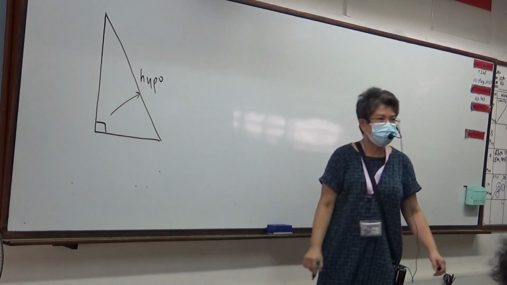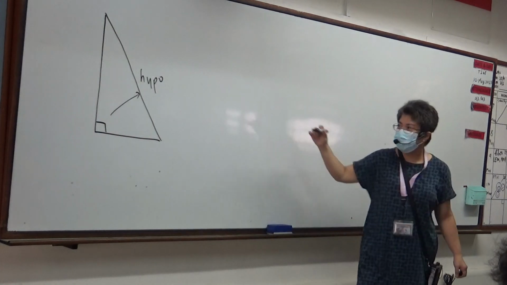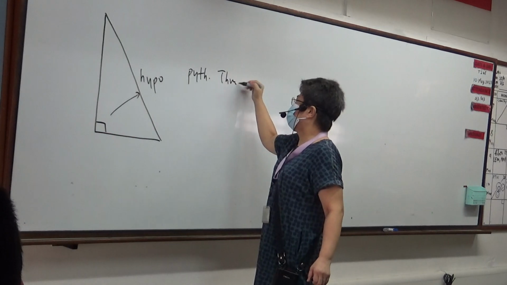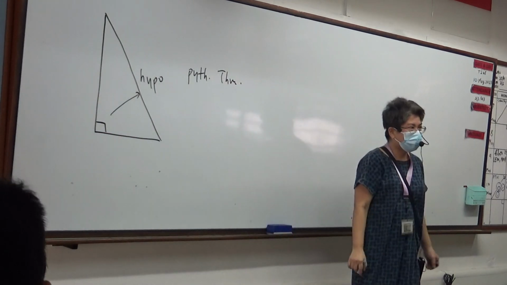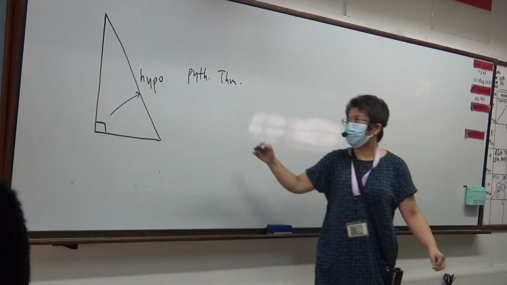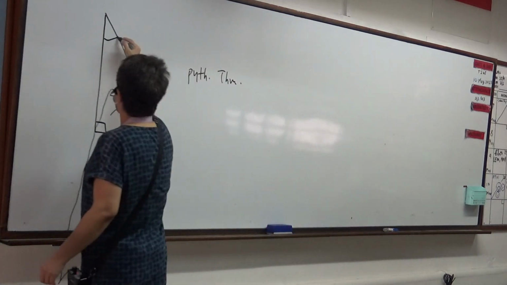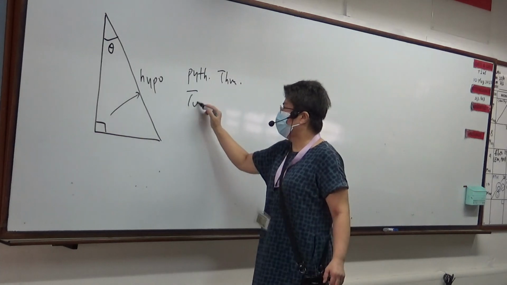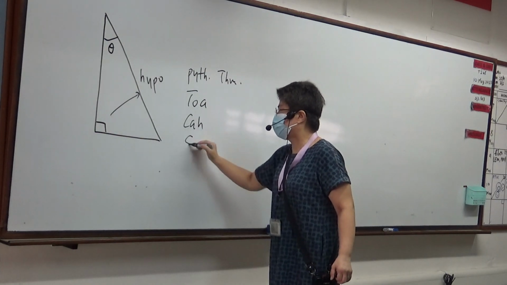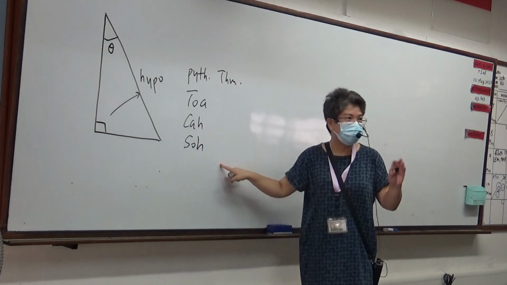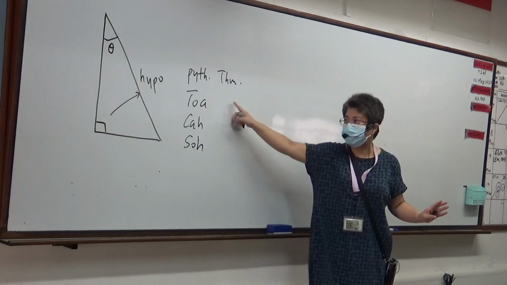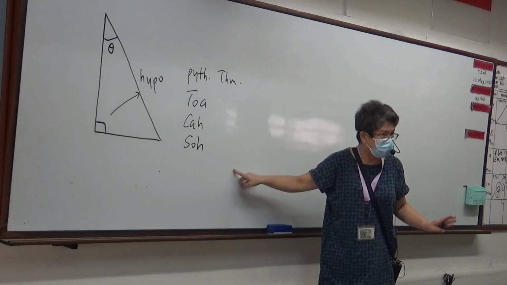For this one, we can use Pythagoras theorem. Not only that, if I call this angle theta, I can also use Dua Ka So. Now, this one doesn't exist in mathematics. It's just a short form for you to know tangent, cosine, and sine.